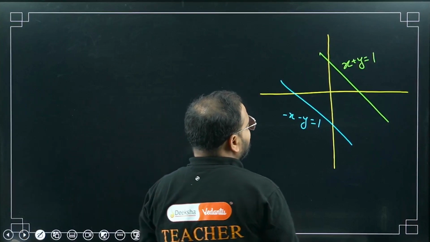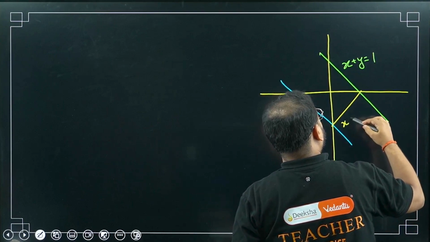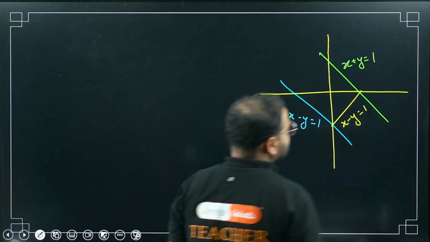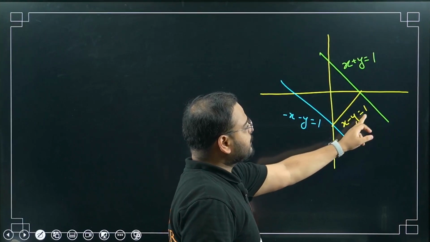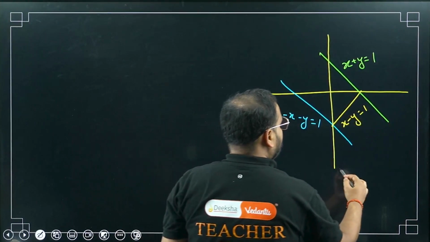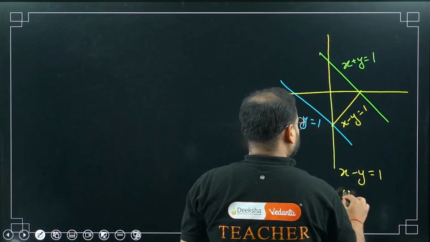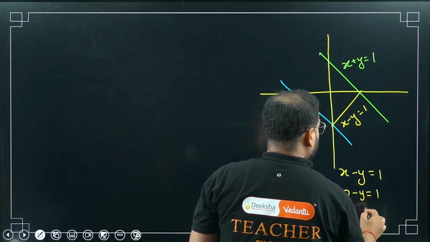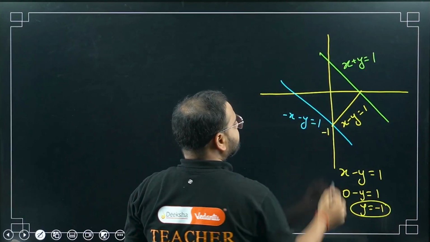Now, what about the next one? The next one will be x minus y equal to 1. This is the graph. How come, sir? When x is 0, y is minus 1, and when y is 0, x is simply 1. Think about it. x minus y equal to 1, right? Put x as 0. This is 0 minus y equal to 1, which means y equals minus 1, right? This is the minus 1 point.